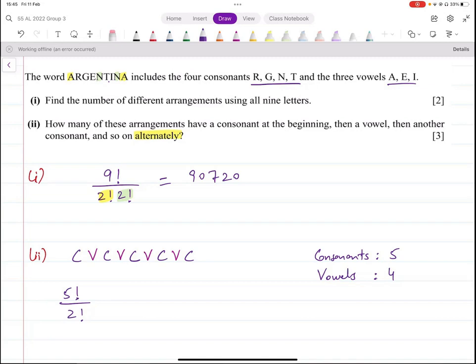ठीक है? And then we look at the vowels. How many do we have? We've got 4 of them. उनके arrangements कितने हो जाएंगे? 4 factorial. But then vowels, maybe you've got 2 A's. You have to divide by 2 factorial. And that's your total number of ways. Is this clear?